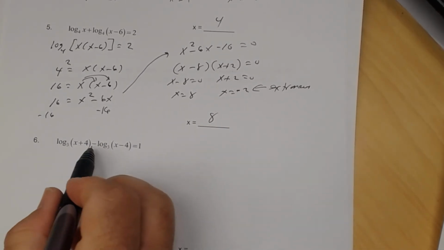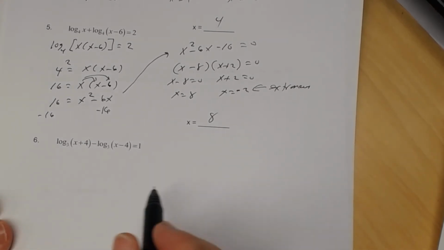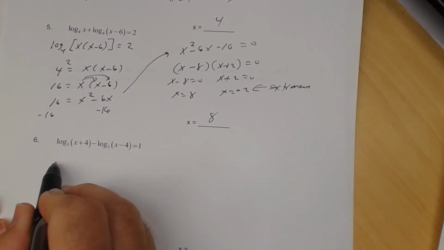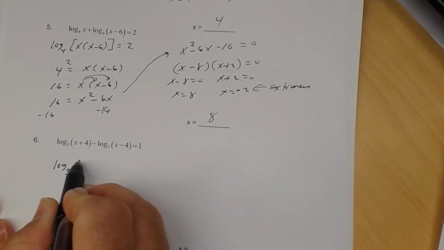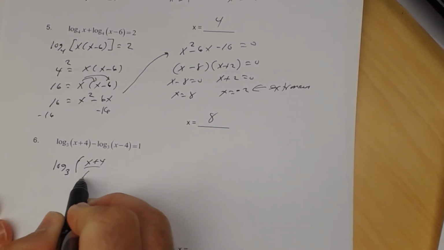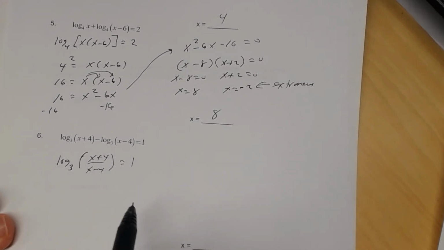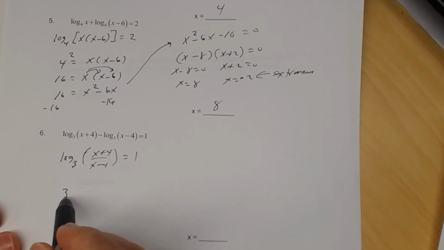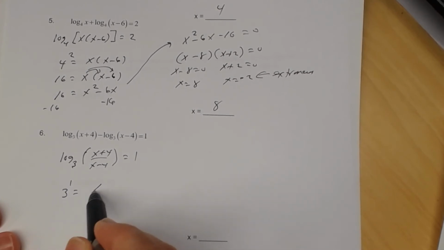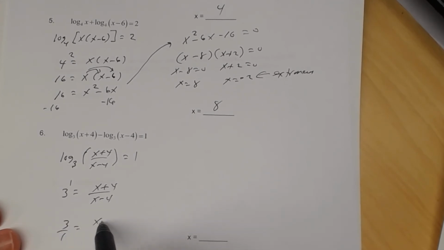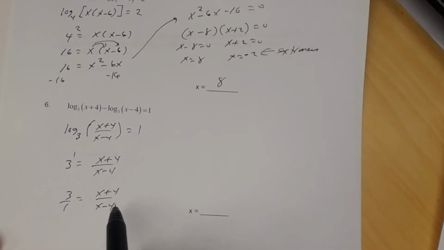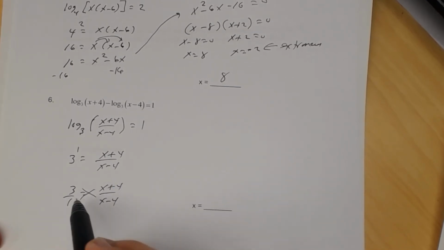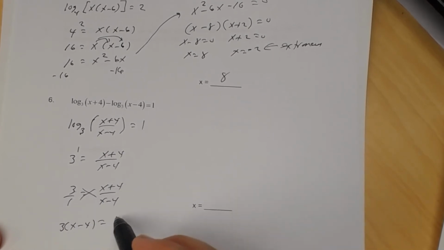Now let's do this one. So this is subtraction, so we're going to use the quotient rule. So I have the log base 3 of x plus 4 divided by x minus 4 equals 1. I wrote it as a single logarithm, so now you're going to change it to exponential. So 3 to the first power, which is 3, equals the argument, which is this. So I get 3 over 1 equals x plus 4 over x minus 4. And notice it's a proportion, so let's just cross multiply. So you get 3 times x minus 4 equals 1 times x plus 4.